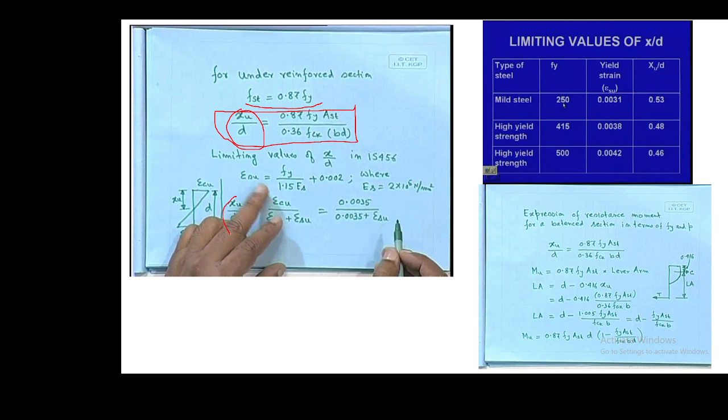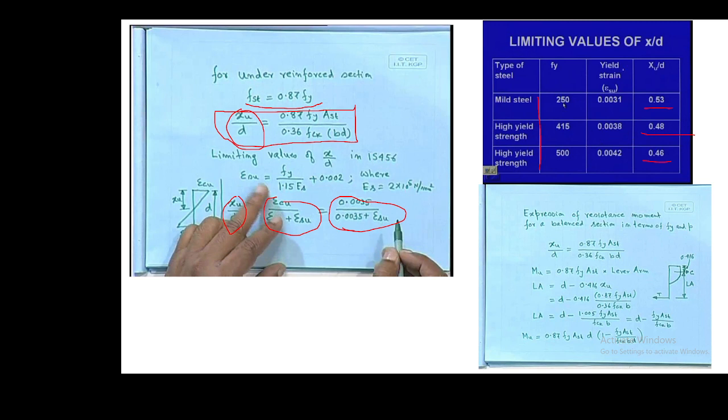Also, the XU by D can be calculated by the ratio of strains, which is equal to the strain in concrete divided by the strain in concrete plus the strain in steel. So this is the formula to calculate XU by D. Also, the XU by D for the different steels is given, which is 0.53, 0.48 and 0.46. It is better to remember these values to solve the questions.